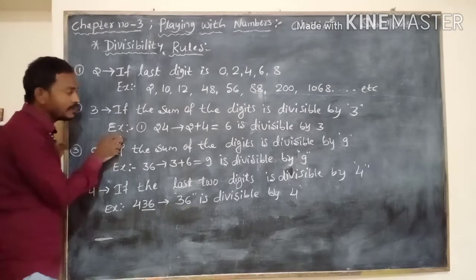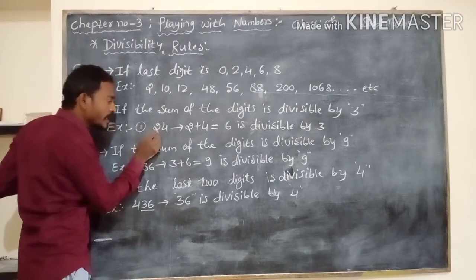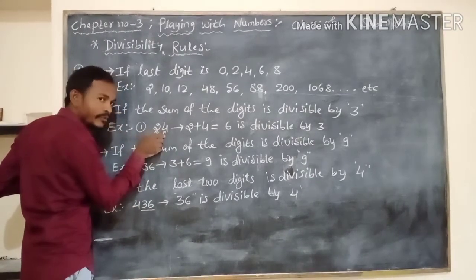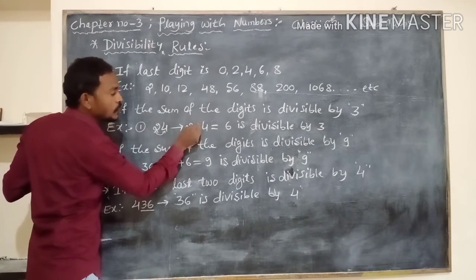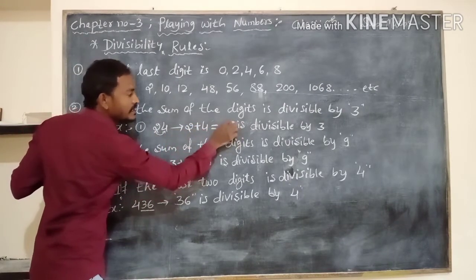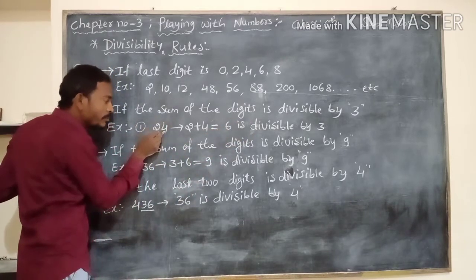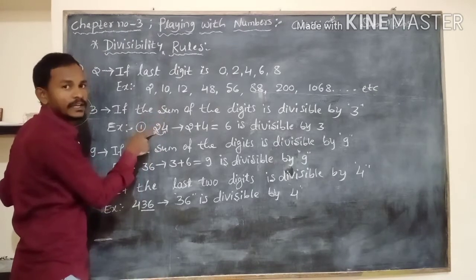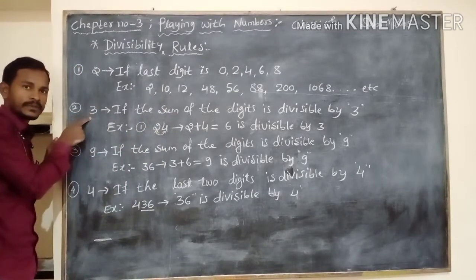For example, the given number is 24. The digits are 2 and 4, and the sum of these two digits is 2 plus 4, which is 6. 6 is divisible by 3, so 24 is completely divisible by 3. 3 eights are 24. This is the rule for 3.